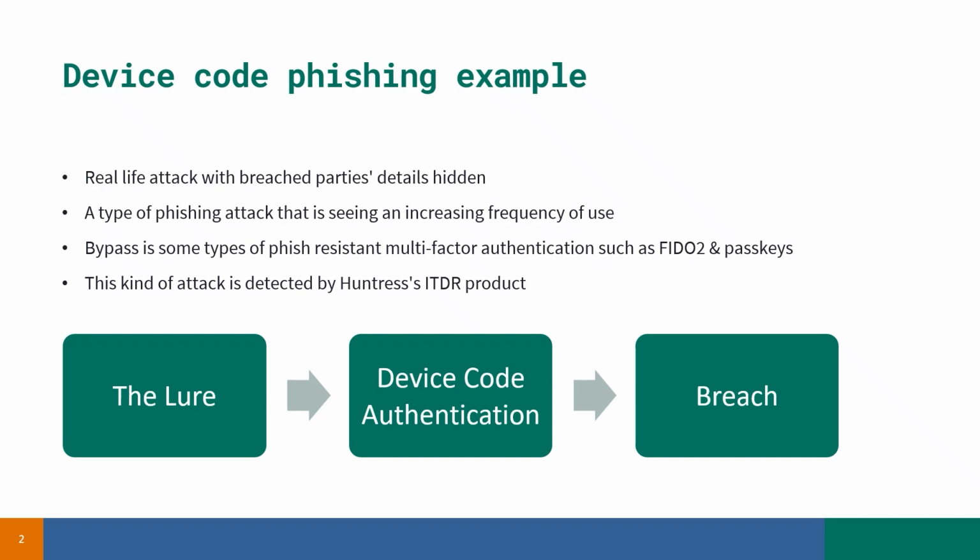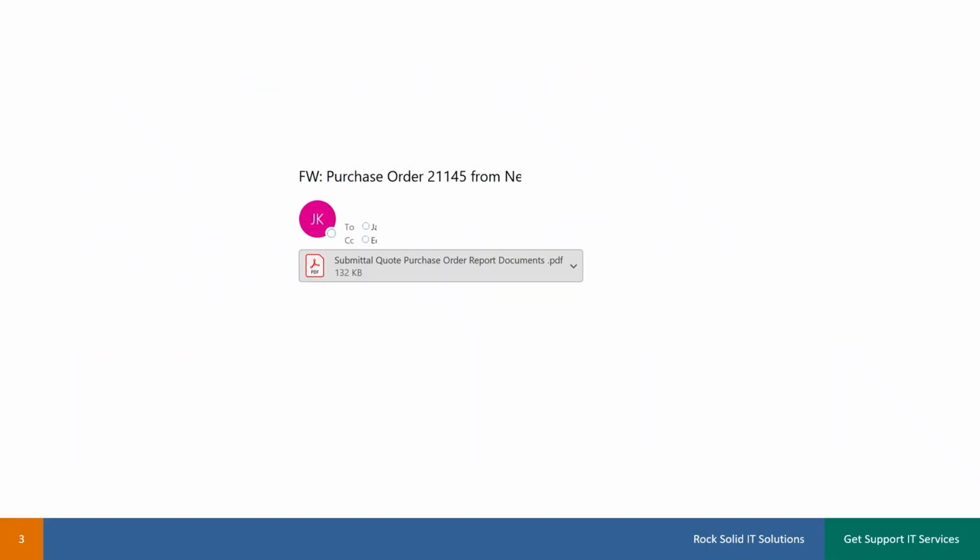And once you perform the authentication, you're then into the breach situation where they've gained access to your environment and your data. So in this scenario, we're going to run through what the lure looks like in this real life example. This user received an email from somebody they know and trust. That user had unfortunately been compromised and their account used to send on this email. They received an email about a purchase order with a PDF, and they opened the PDF.